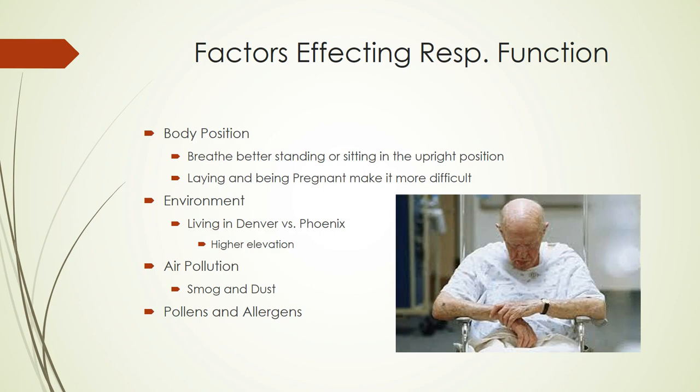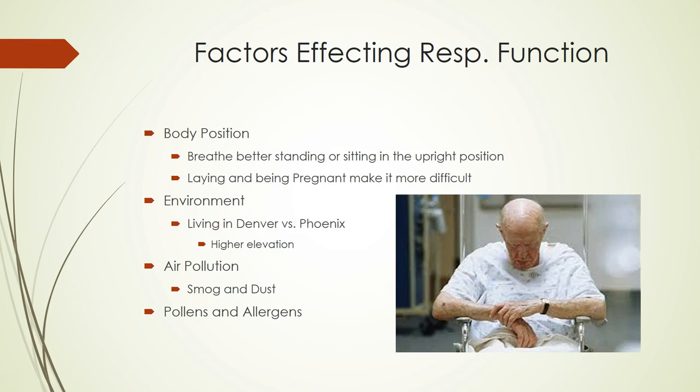So a factor that affects respiratory function is body position. You'll see in this picture the gentleman who's sitting in a wheelchair is kind of hunched over. This doesn't allow his lungs to expand, his diaphragm to work as efficiently as it should. So when you have patients who are sitting in a bed and they're kind of hunched down like this, or they need to be scooted up and sat up in high Fowler's, that allows them to breathe better.